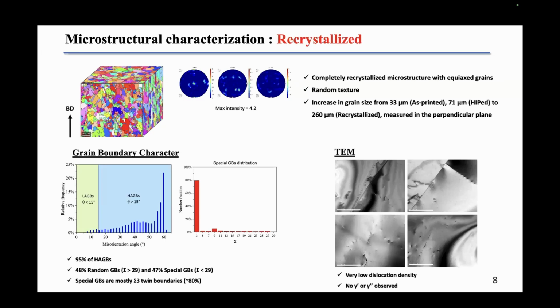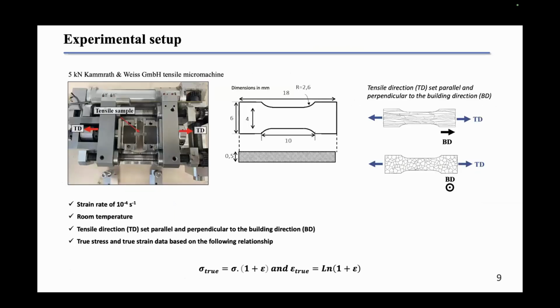The TEM images show that we have a very low dislocation density and a microstructure free of precipitates, except for some carbides or oxides. Now for the mechanical testing, we did use a tensile micro machine at a strain rate of 10 to the -4 and at room temperature. We did test two directions, parallel and perpendicular to the building direction. And the true stress and true strain data were derived from these equations.